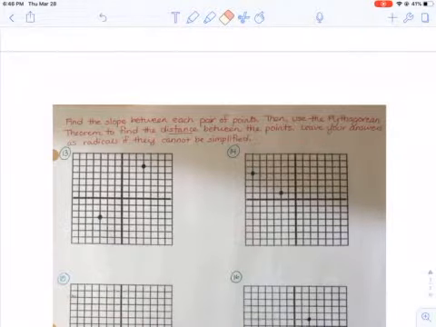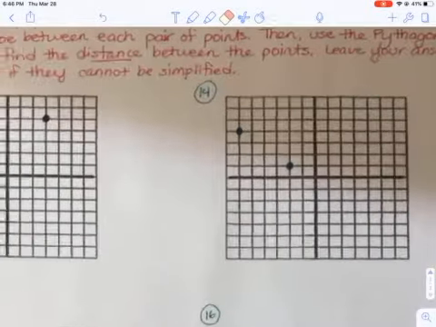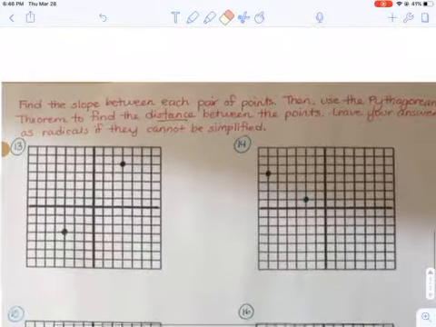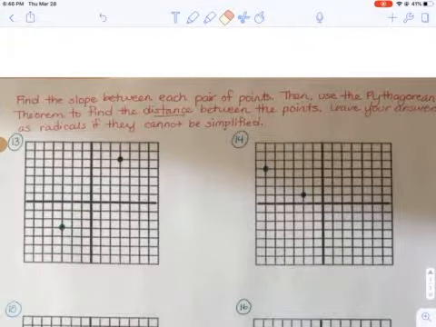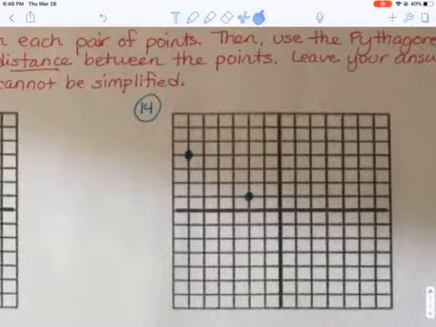I've had a few questions about some of these problems, so I wanted to go over one or two to give you the idea of how to do them. Now, in these, you're asked to find the slope between each pair of points, and then you're going to use the Pythagorean Theorem to find the distance between the 2 points. It says to leave your answer as a radical if it can't be simplified. Let me show you what we mean.